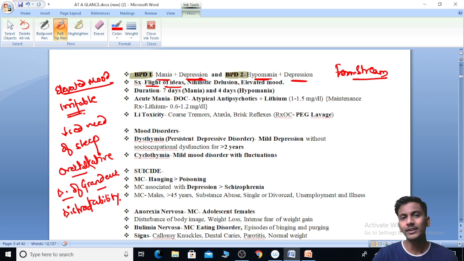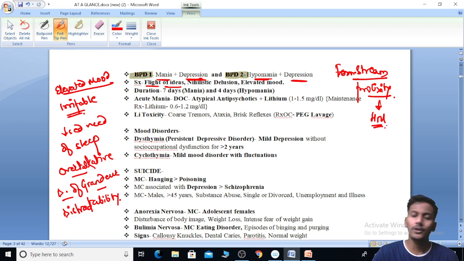We have also discussed a less rapid flight of ideas, which is also a disorder of stream and flow of thought that we have discussed already. That is what prolixity. Uska naam kya hai, prolixity. And less rapid flight of ideas would be seen in a milder form of mania. So therefore prolixity is usually seen in cases of hypomania.